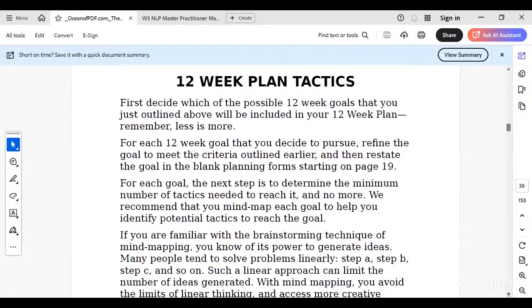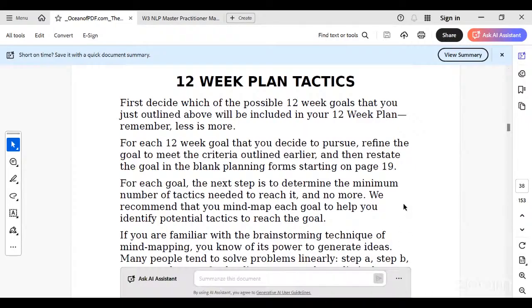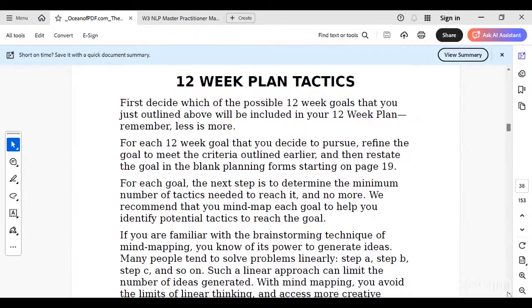Okay. 12-week plan tactics. First, decide which of the possible 12-week goals that you just outlined above will be included in your 12-week plan. Remember, less is more. For each 12-week goal that you decide to pursue, refine the goal to meet the criteria outlined earlier, and then restate the goal in the blank planning forms starting on page 19. For each goal, the next step is to determine the minimum number of tactics needed to reach it, and no more. We recommend that you mind map each goal to help you identify potential tactics to reach the goal.